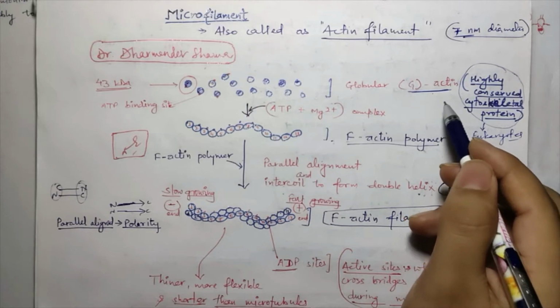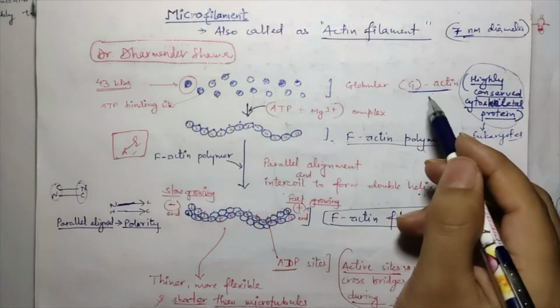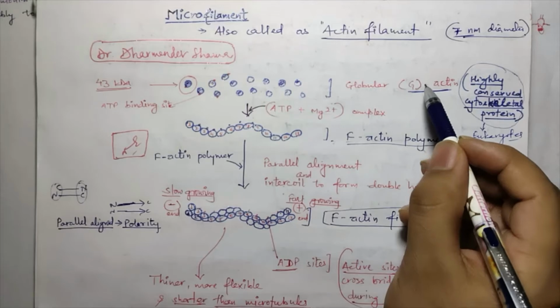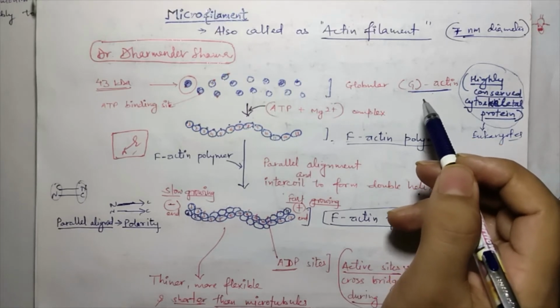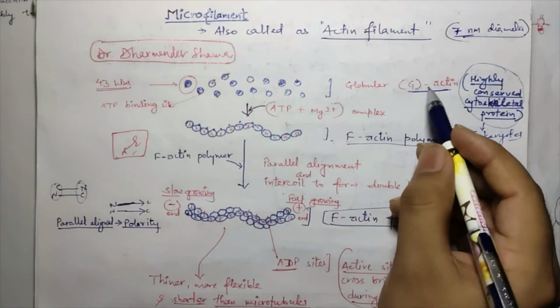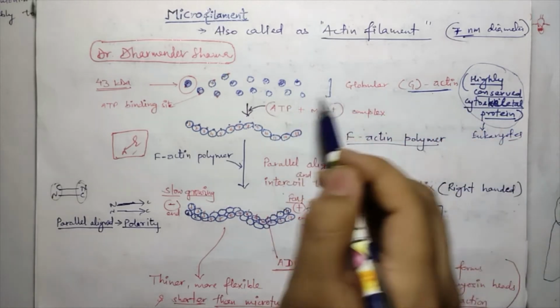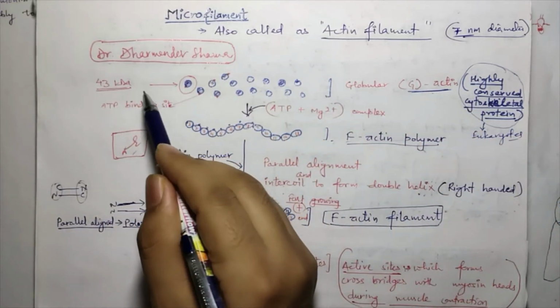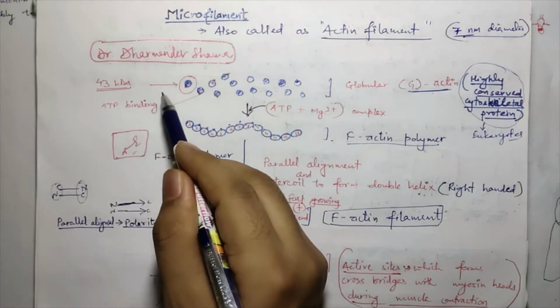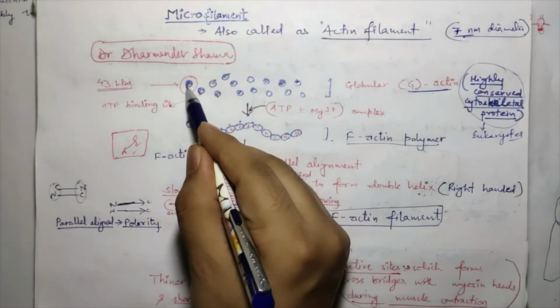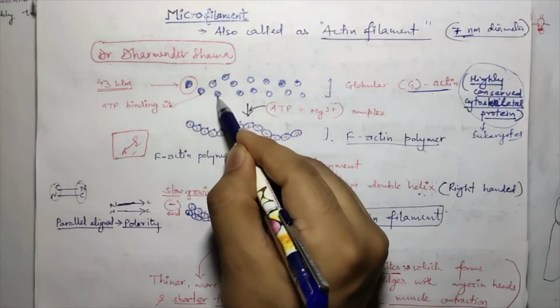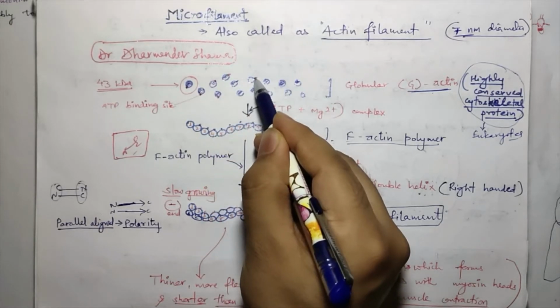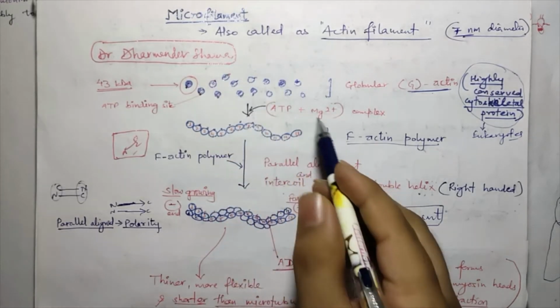And these monomeric units of microfilaments, which are also called globular or G-actin proteins, are contractile monomeric subunits, and when they polymerize to form filamentous structures, these structures are contractile filaments. These G-actin proteins have a molecular weight of around 43 kilodalton, and they have associated ATP binding sites.